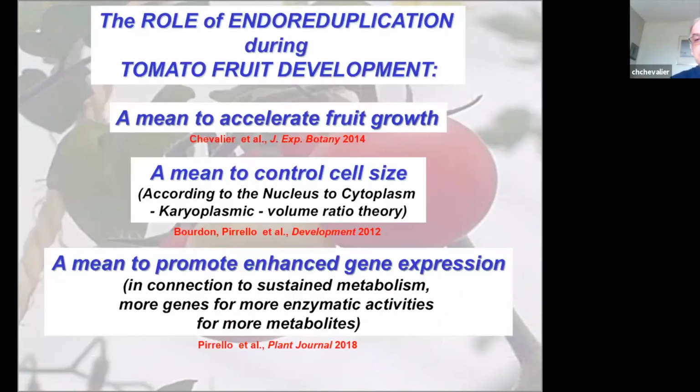So as a take-home message, we can say that the role of endoreduplication during tomato development is a means to accelerate fruit growth. It's also a means to control cell size, and especially according to the theory, the nucleo-cytoplasmic volume ratio theory. And it's also a means to promote enhanced gene expression. And this is in connection to sustained metabolism. You have more genes for more enzymatic activities, and finally for more metabolites, and in a cell differentiation status.